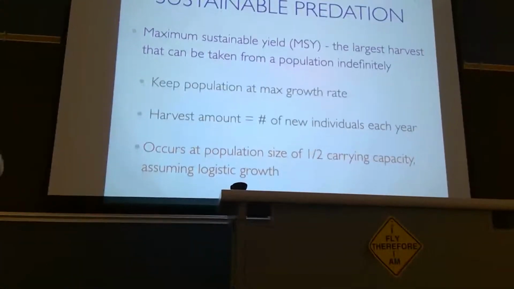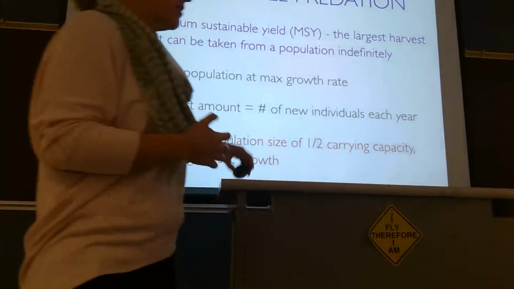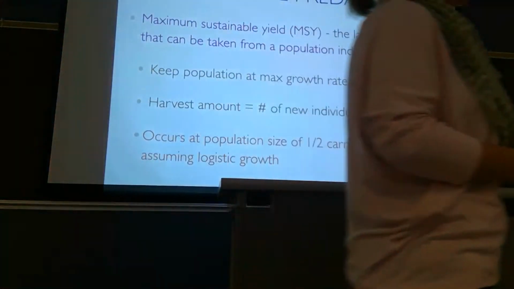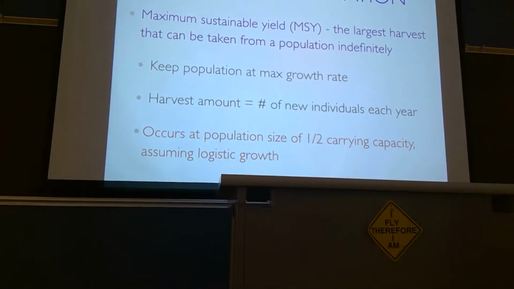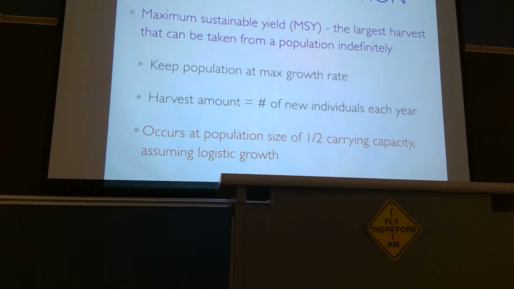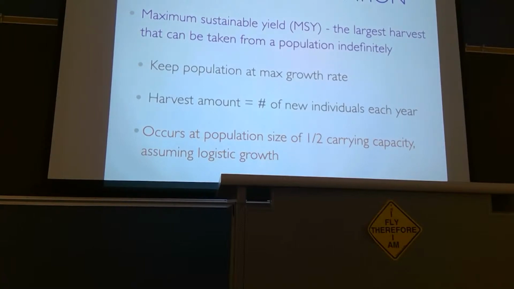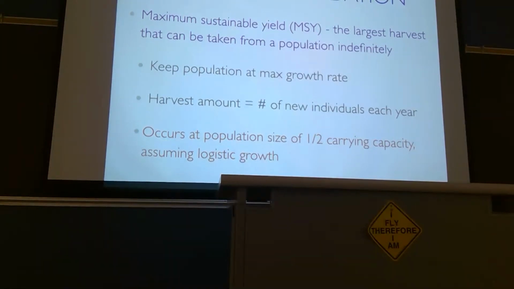So maximum sustainable yield is the biggest harvest that we can take or that a predator can eat year after year after year, and know that every year they can have the same harvest. It's when predation equals birth rate, that zero growth isocline, and it occurs in our theory at 1/2 carrying capacity prey size. And prey at 1/2 their carrying capacity are growing the fastest, they have the highest birth rate.